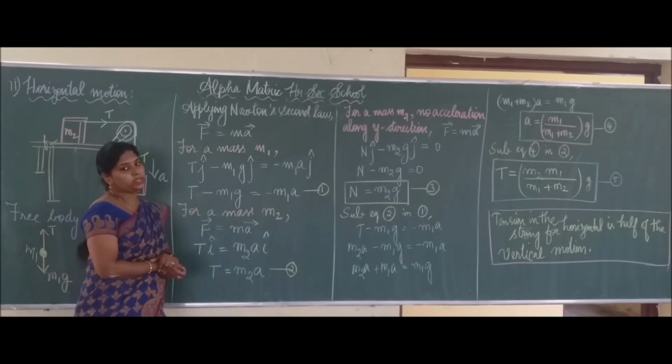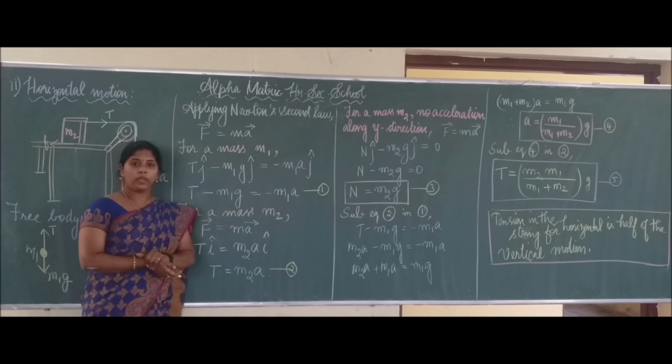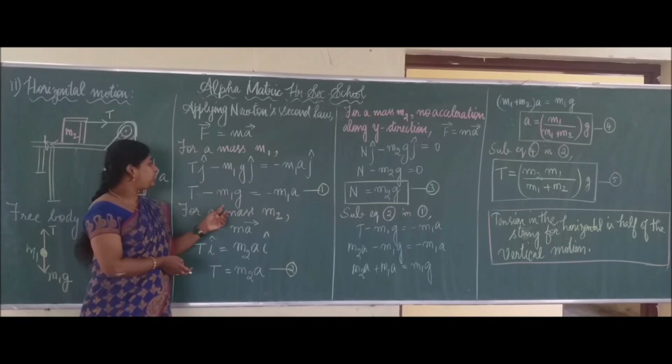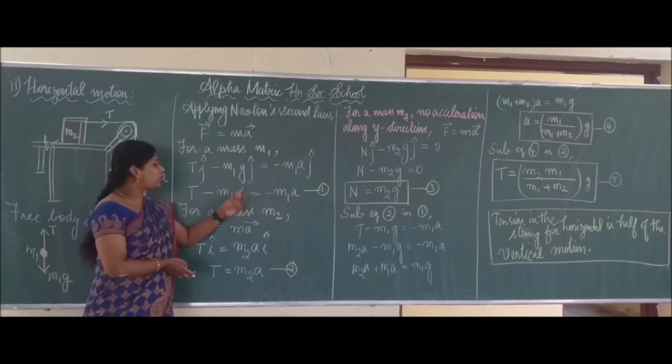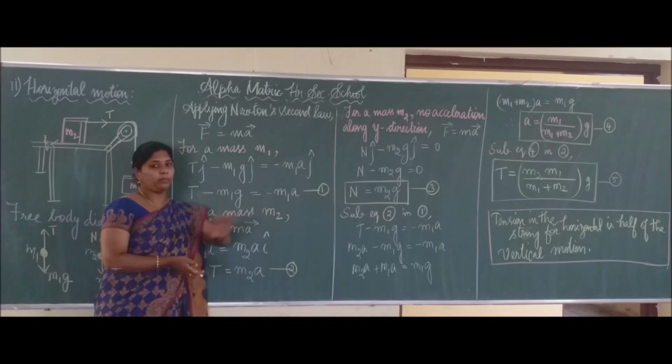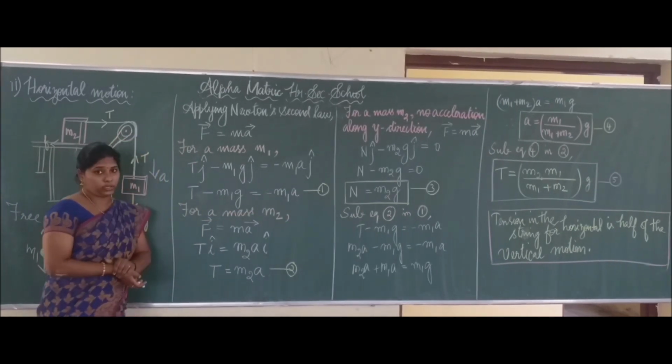Next step, we have to compare the components on both sides. Each j cap will get cancelled. The remaining terms are T minus m1g equal to minus m1a. This is equation number 1 for this horizontal motion.